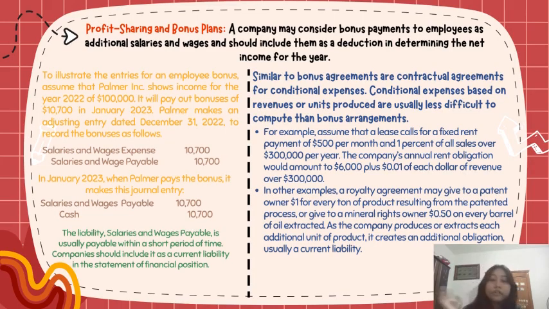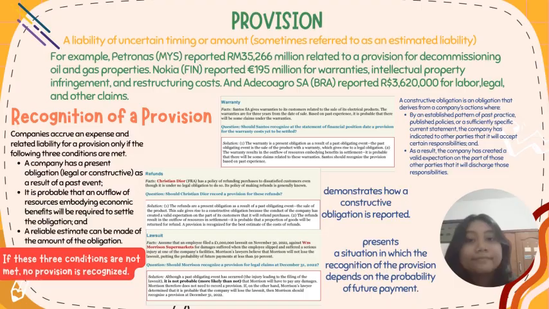And the other example is a royalty agreement that may give a patent owner $1 for every ton of product resulting from the patented process, or give a mineral rights owner $0.50 on every barrel of oil extracted. As the company produces or extracts each additional unit of product, it creates an additional obligation, usually a current liability.